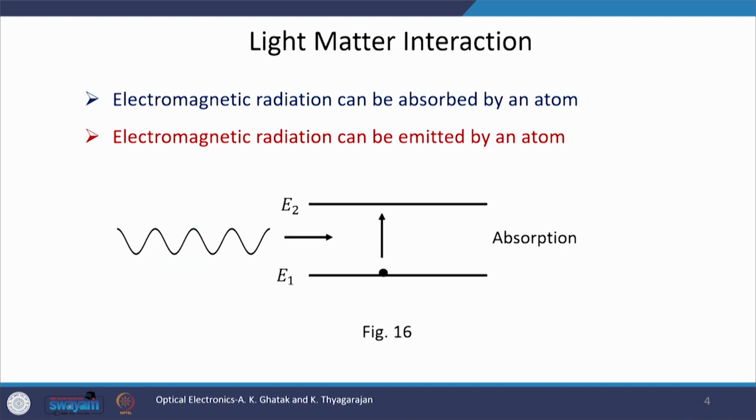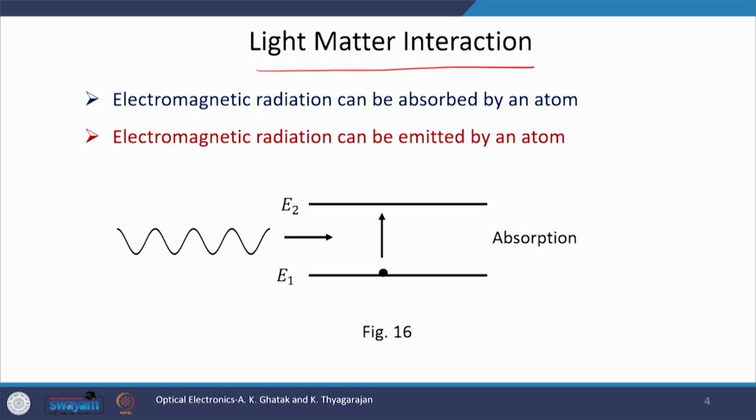Now here we will talk about light matter interaction. At the root of light matter interaction, we have electromagnetic radiation absorption and electromagnetic radiation emission by an atom. Whenever we say atom, the energy level diagram of an atom should appear in our mind, which was initially proposed by Rutherford and then later corrected by Bohr, and then several other models appeared.